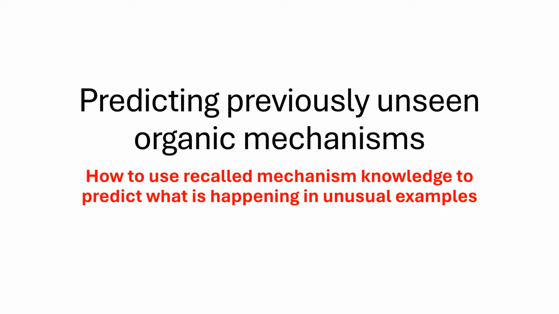Hello and welcome to this clip on how to predict previously unseen organic mechanisms. It's actually a second version of an original video because since making the first video I found a few more examples that I thought might be good to put in here, so I've redone it and extended it a little bit to include them. So basically what we're going to look at is how to use recalled mechanism knowledge to try and work out what's happening in an unusual example you won't have seen before, because this is popular in organic exams.